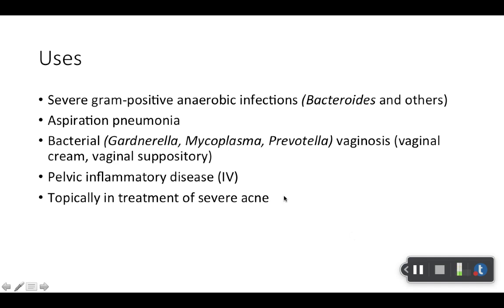So it's used for aspiration pneumonia. You may see it for that. Bacterial infections, bacterial vaginosis. And they make special preparations for this. They make suppositories, vaginal cream, and special applicators. So this is a topical medication that we'll dispense in the pharmacy with a special applicator. Pelvic inflammatory disease too, which is actually given IM.